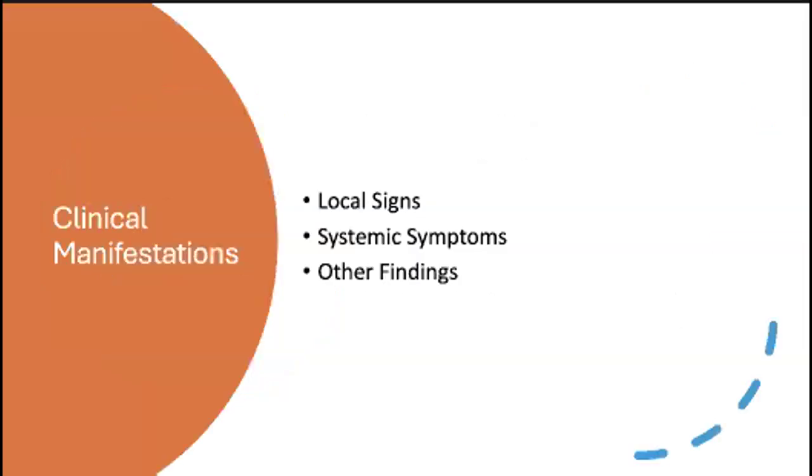What are our clinical manifestations? Local signs: we're going to see painless, firm, movable adenopathy in the cervical and supraclavicular regions. If we have mediastinal involvement, we are concerned about airway obstruction. Systemic symptoms will be fever, and they might complain of drenching night sweats where they wake up very wet. Unexplained weight loss. Other findings can include hepatosplenomegaly, jaundice if we have liver involvement, fatigue, and anorexia.